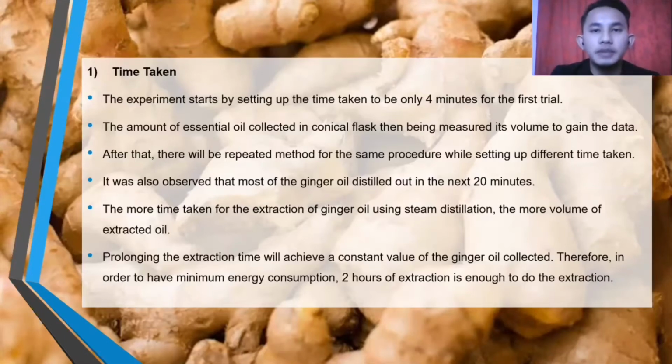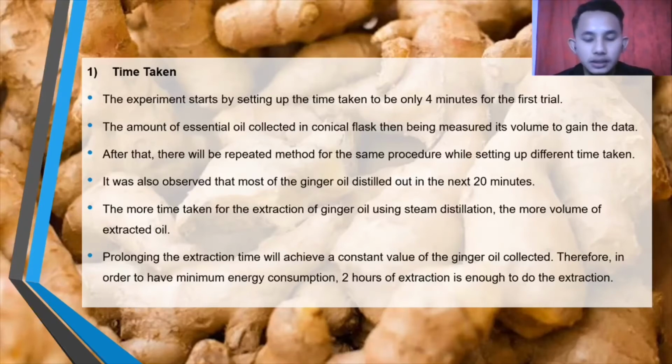the experiment starts with setting the time taken to be only 4 minutes for the first trial. The amount of essential oil collected in the conical flask is then measured for its volume to gain data. Then the same procedure is repeated by maintaining the temperature while setting different times taken. It was also observed that most of the essential ginger oil distilled out in the first 20 minutes.